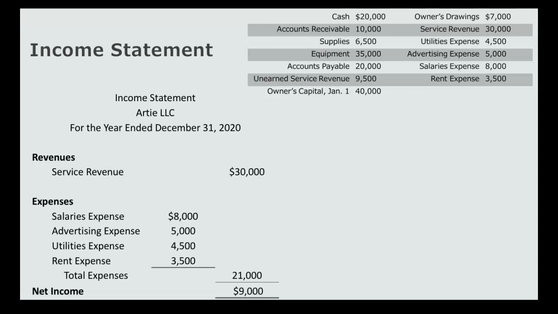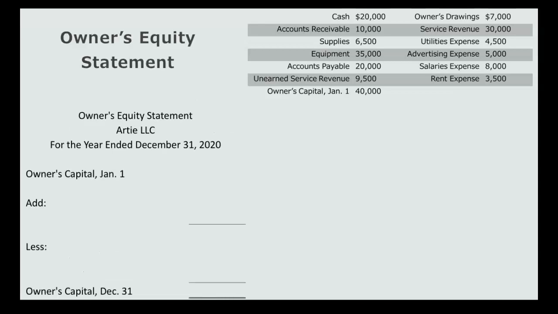And so we'll definitely want to make note of that $9,000 net income, because like we said earlier, we're going to need that value when preparing our statement of owner's equity.